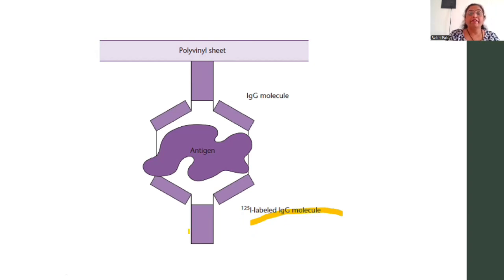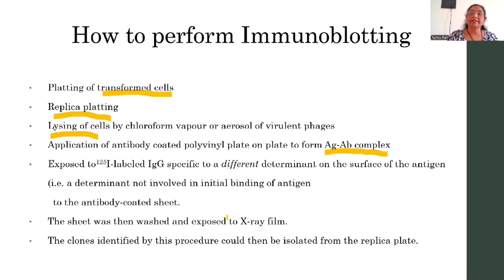Now after this interaction, the extra secondary antibody is going to be washed out, and then after washing it is exposed to the X-ray film. After exposing to the X-ray film, you are going to get black dots on the X-ray film, because your iodine, which is radioactive, is going to emit radiation, and that radiation is going to hit the X-ray film, and when it hits the X-ray film, it is going to give you the black dot.